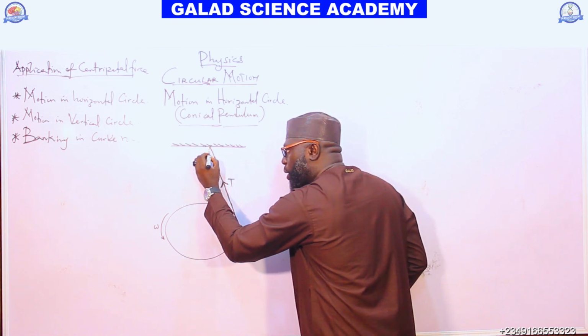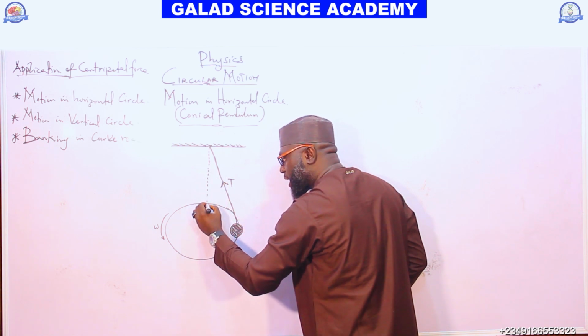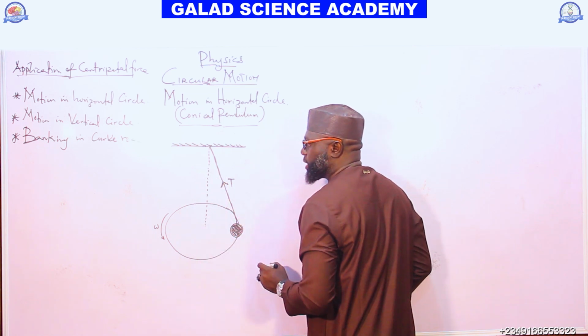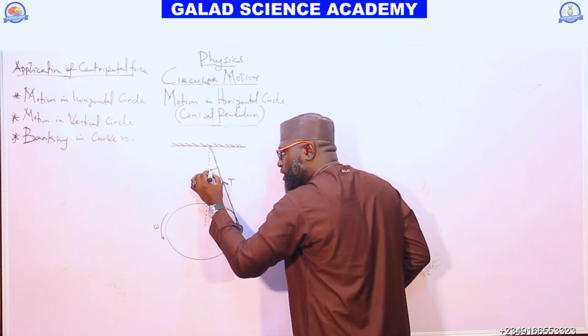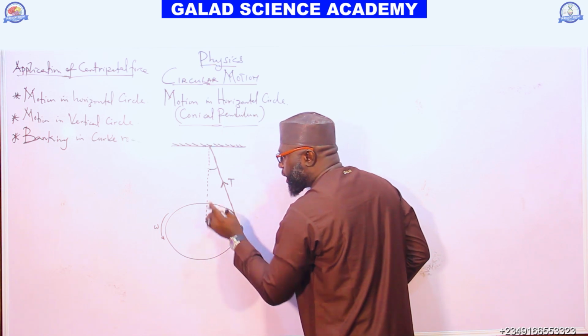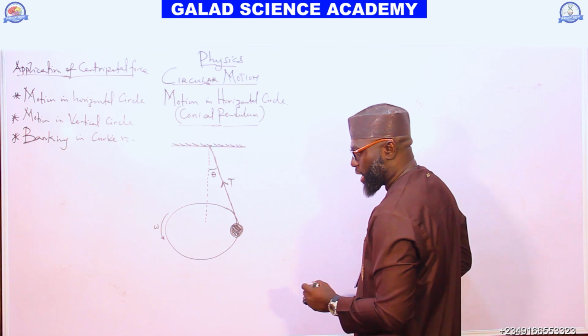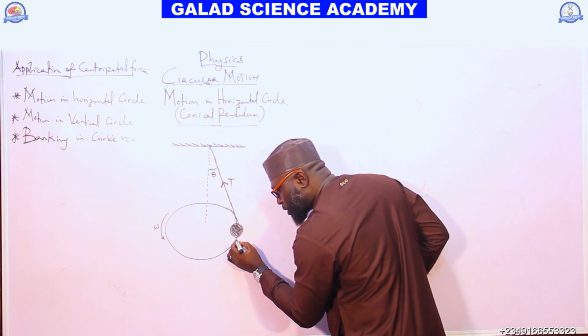This is the normal vertical line of the string, and the angle between the string and this vertical line, we call it angle theta. And there is a particular force here.